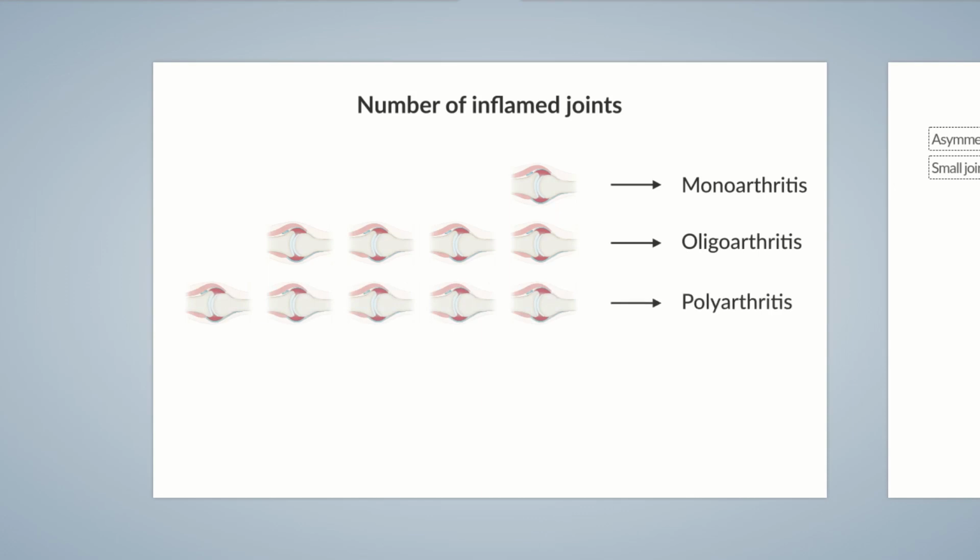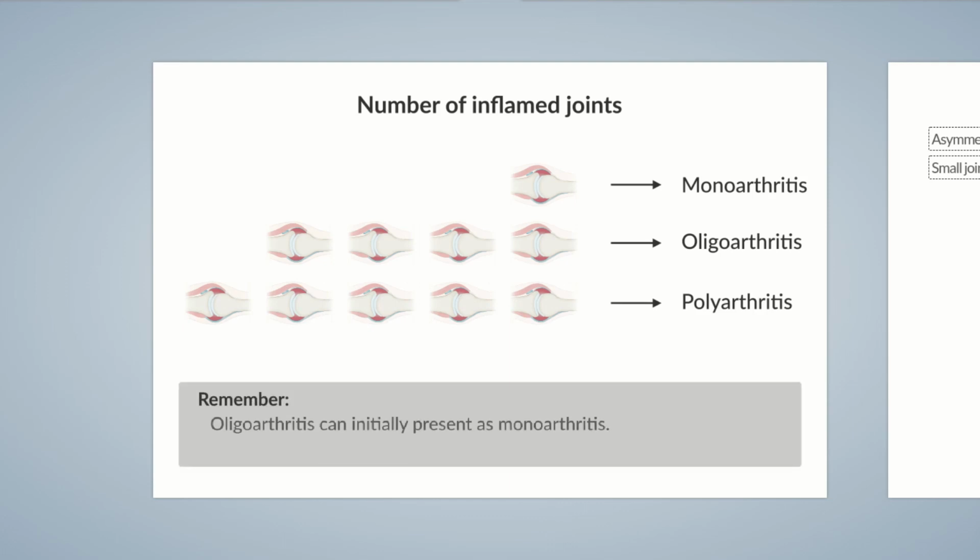However, the number of joints involved should also be considered in the disease course, as the number of affected joints can increase gradually. So it's important to remember that oligoarthritis can begin as monoarthritis, and polyarthritis can develop from monoarthritis or oligoarthritis. Though it has been proven to be useful to classify the conditions according to whether they occur as monoarthritis, polyarthritis, or oligoarthritis. We'll be taking a detailed look at this classification in the next episode, but for now, it's time for the quiz.